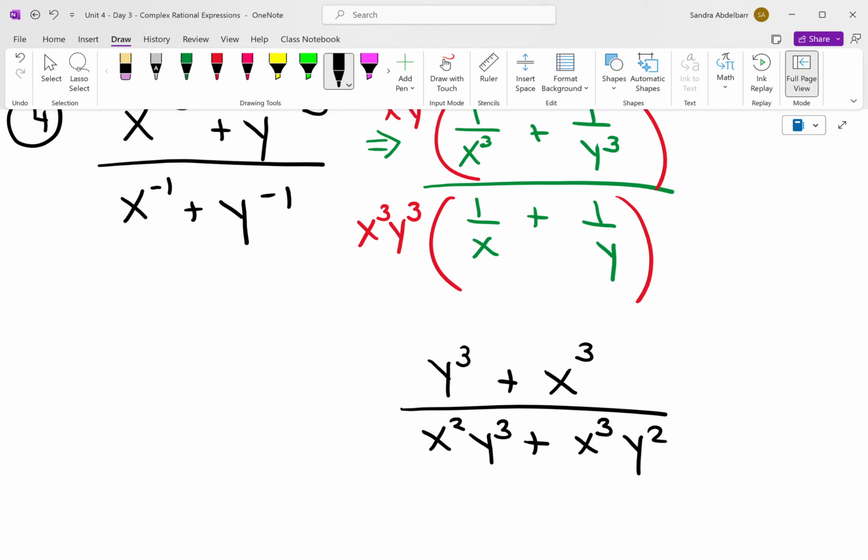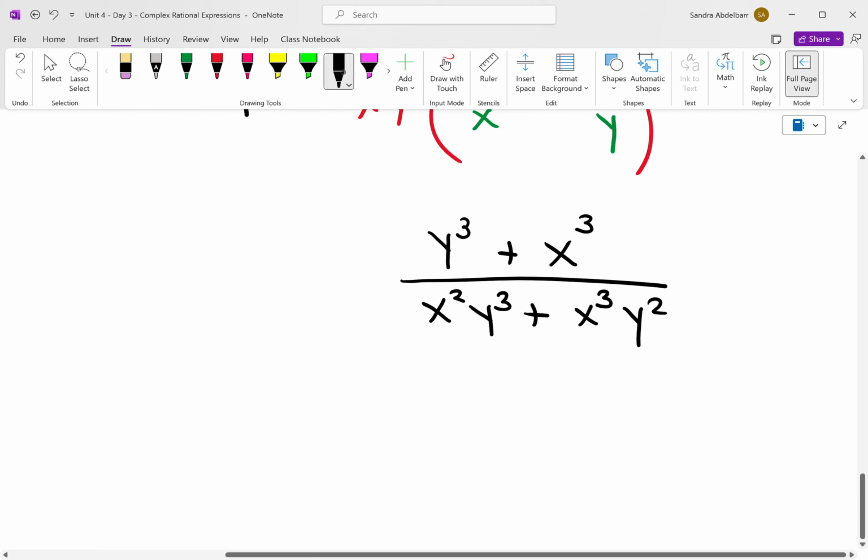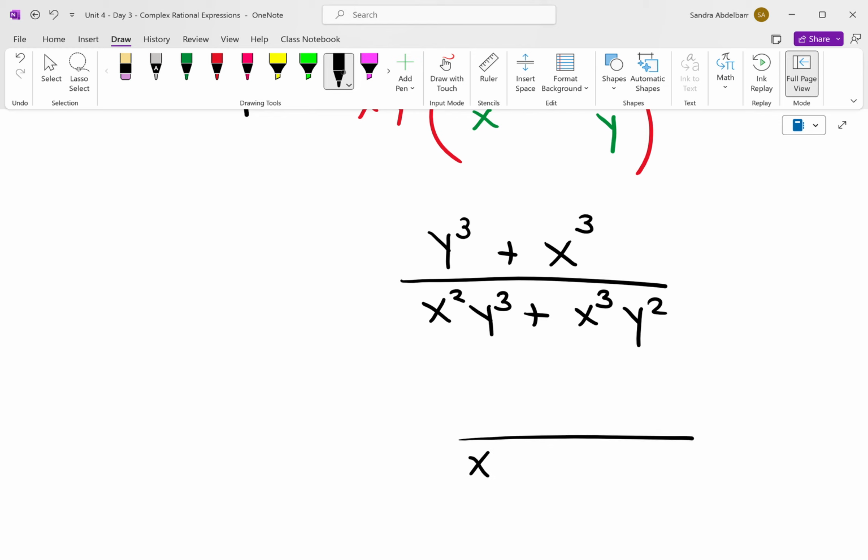I think we're good. We're not done. Bill? Should we factor the denominator? Good. We can factor out that denominator. What can I pull out in that denominator? We can pull out an x squared and what else? Y squared. Yep, we're going to pull out an x squared, y squared. And then we're going to be left with y plus x. Do we agree?